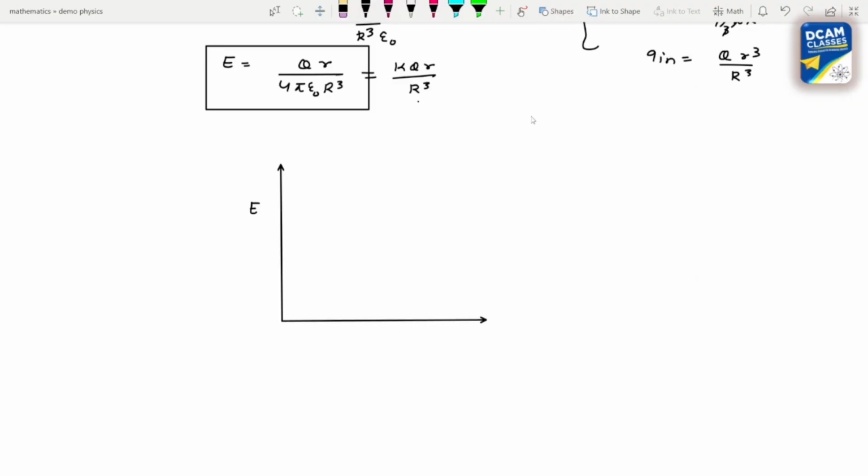You need to draw the graph of E versus R for this case. If you know, just annotate it on the screen.